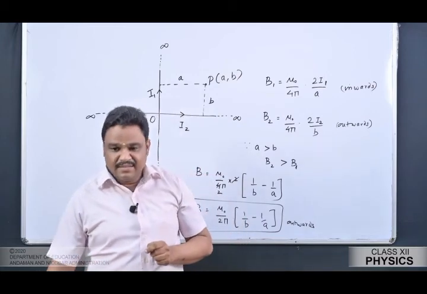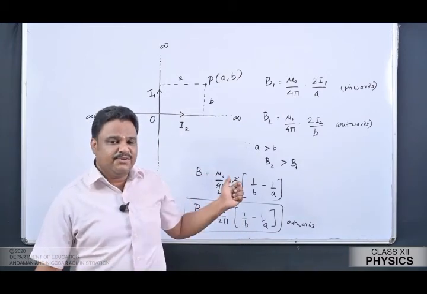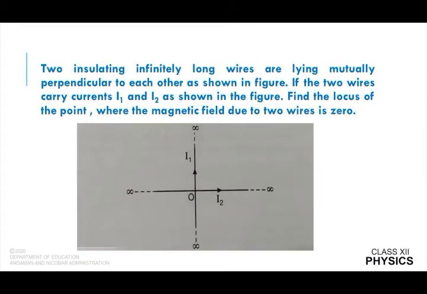A similar question you can get into next. It is a similar question to what we did now. What the question says: two insulating infinitely long wires are lying mutually perpendicular to each other as shown in figure. If the two wires carry currents I1 and I2 as shown in figure, find the locus of the point. You are supposed to find the locus of the point where the magnetic field due to the two wires is 0.